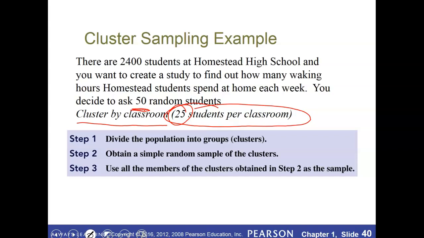So what I'd probably do is go to 2 different classrooms. Randomly go to 2 different classrooms and then survey the people in those 2 different classrooms to get a total of 50 students, and then apply that, whatever I'm studying, how often they're on their phone, to the entire population. That's an example of cluster sampling.